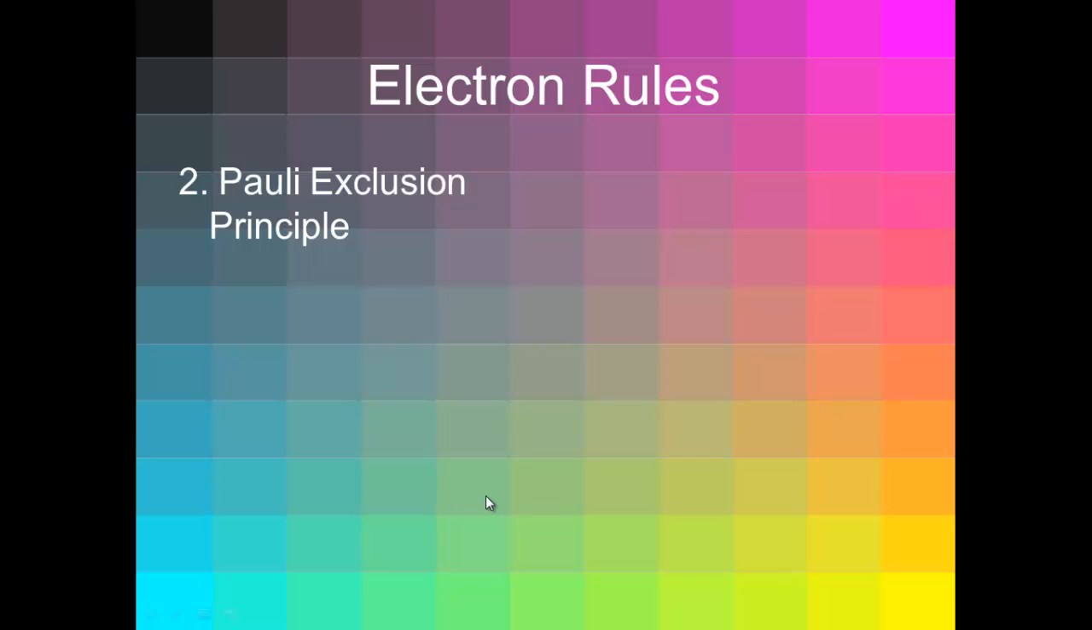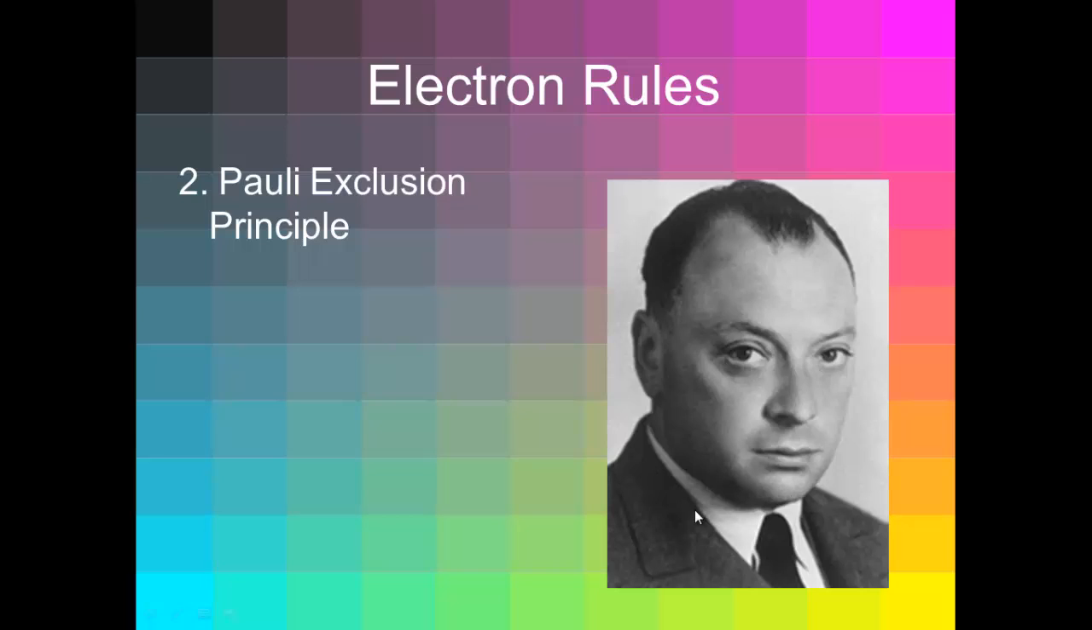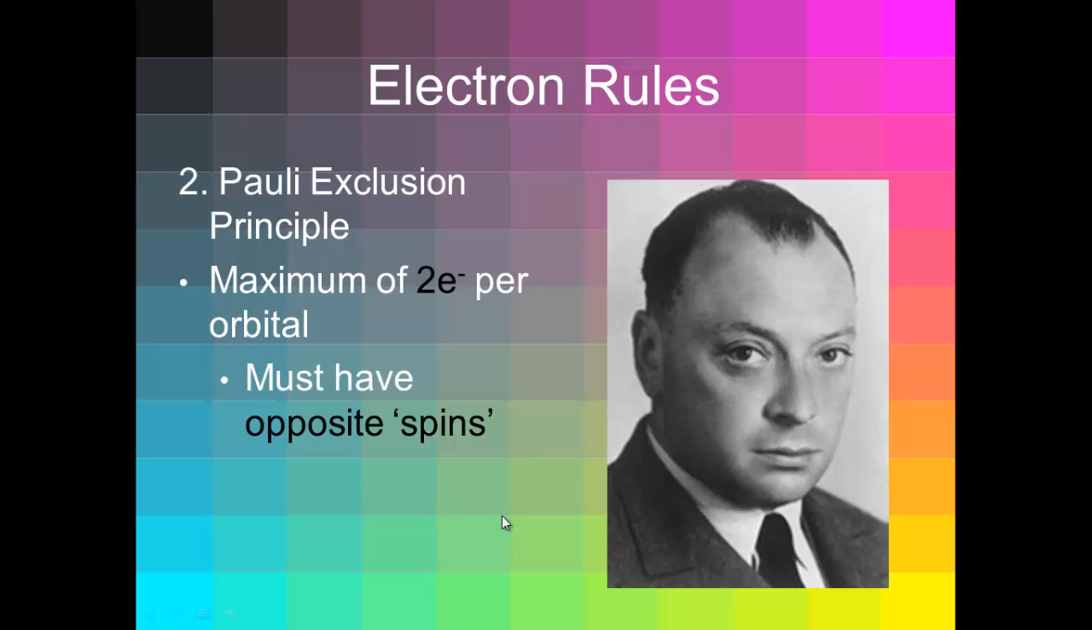Rule number two is called the Pauli Exclusion Principle, named after this guy. We're less concerned with him and more concerned with what this rule says, which, first of all, is that there's a maximum of 2 electrons per orbital, 2 electrons per house. We knew that already. But in order to have 2 electrons in the same house, they have to have opposite spins.